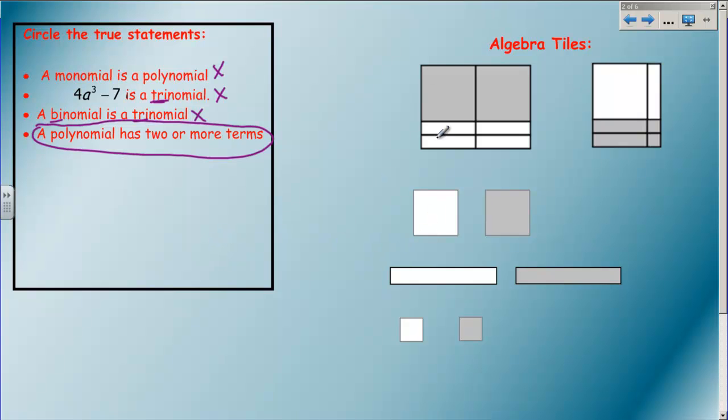Now, algebra tiles. There should be a plus sign here, just so that we can get used to what they look like, because you're going to start seeing pictures of these and you don't want to be confused when you see them.